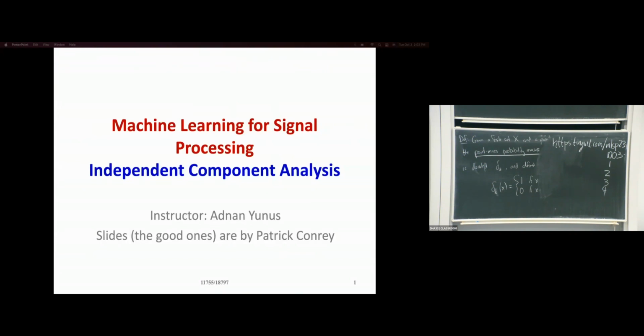All right. So today we'll learn about independent component analysis. We already did PCA, so you will be able to draw some ties between ICA and PCA. Can anyone remind me what PCA was? Yeah, go ahead.